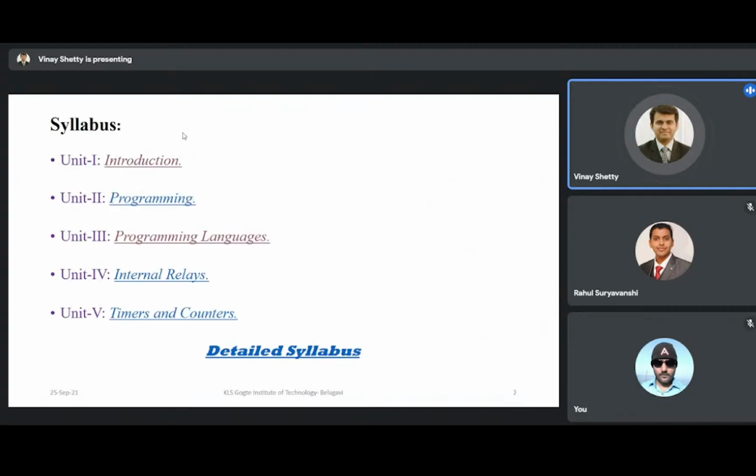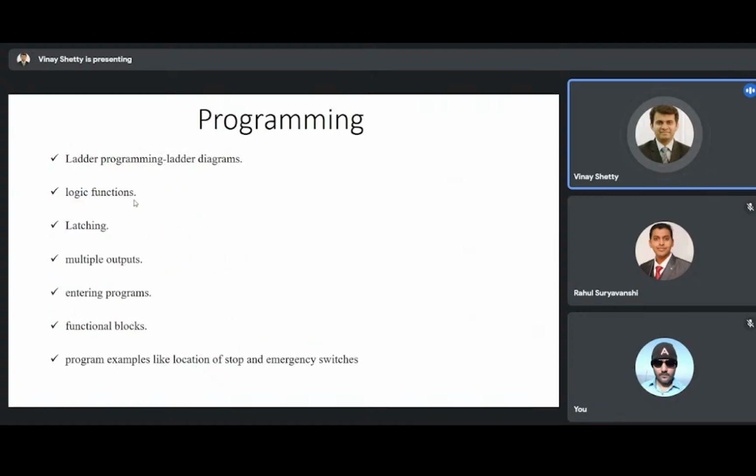Then coming to the programming. In the programming, we will study about ladder programming, that is ladder diagrams. We also call it relay logic. Relay logic, the concept of NO and NC, that is normally open and normally closed contacts. Then we will study about the logic functions, basic logic functions which you have studied in your first year. Those are AND gate, NAND gate, NOR gate, OR gate, XOR gate. How do we build these AND, NAND, NOR, XOR logic functions in ladder programming? That we'll see. It's quite interesting.